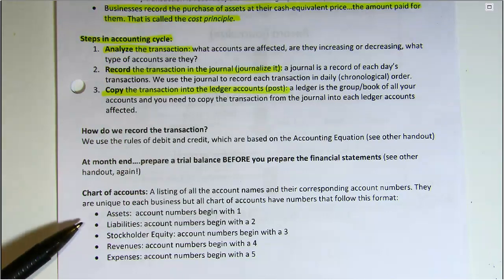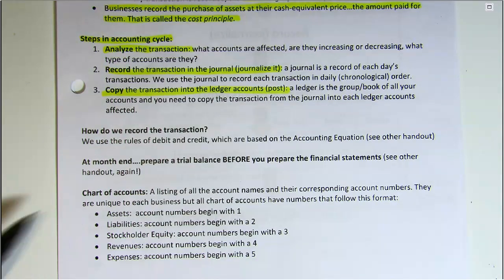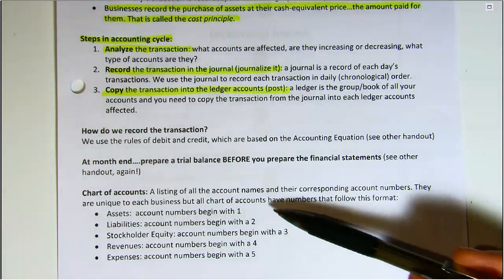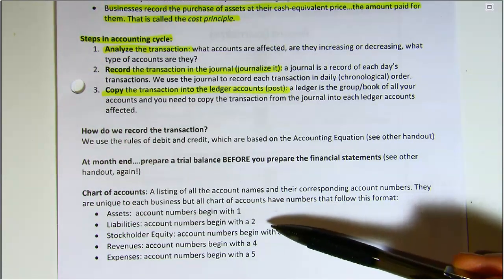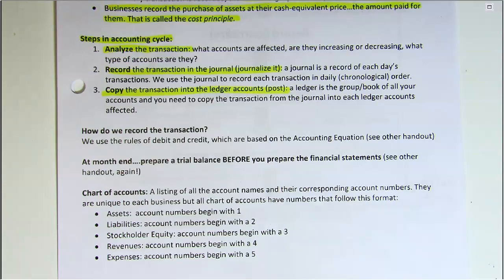Assets are first. All assets have account numbers beginning with the number 1. Some account numbering systems are 3 digits, some are 5 digits, some are 12 digits, but all assets will have a number starting with a 1.